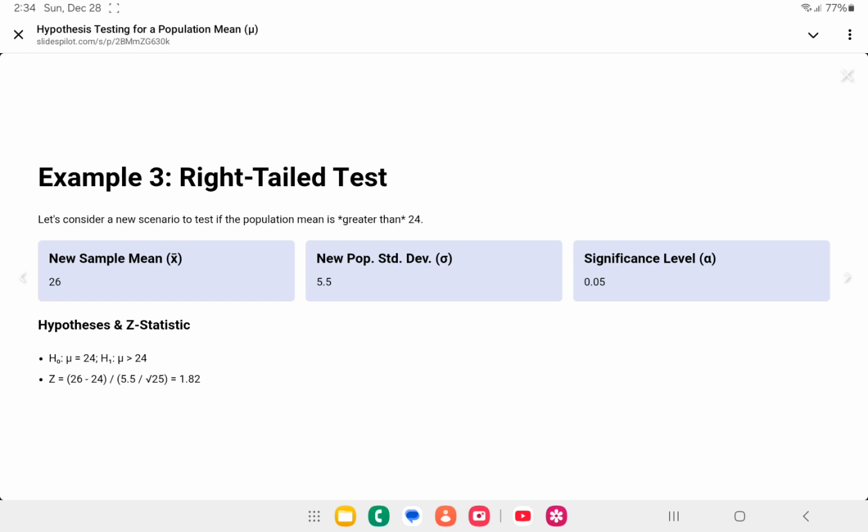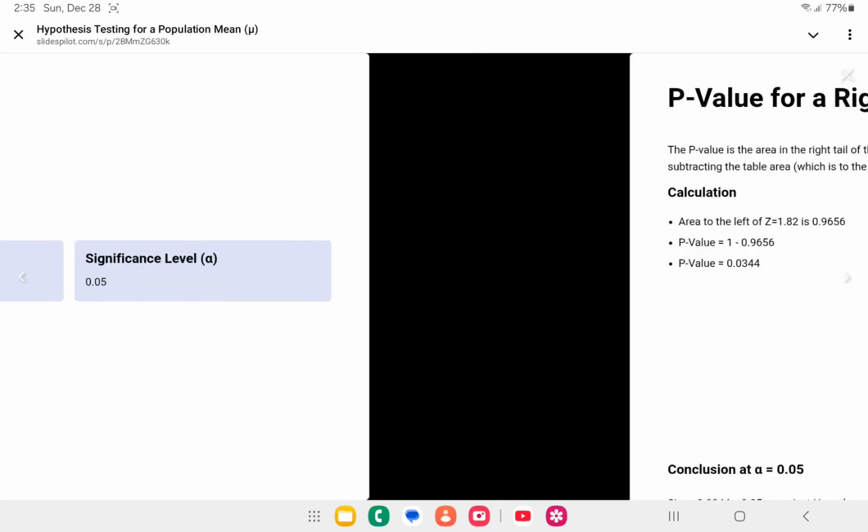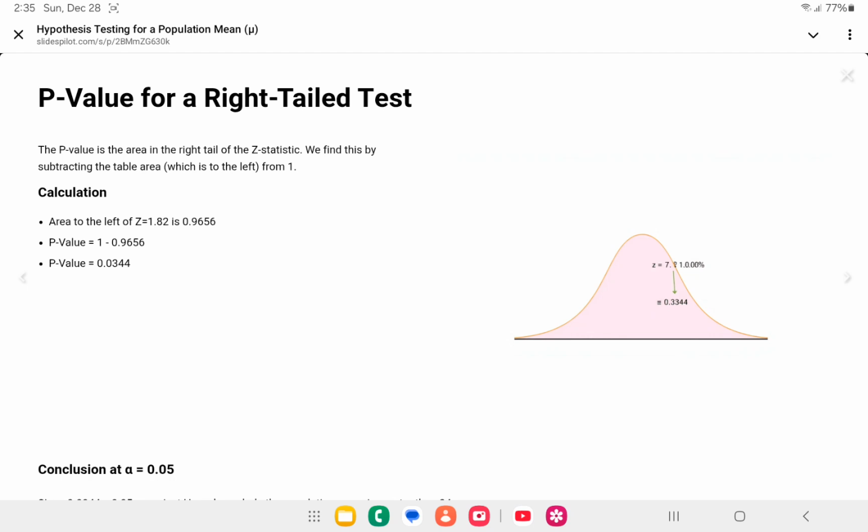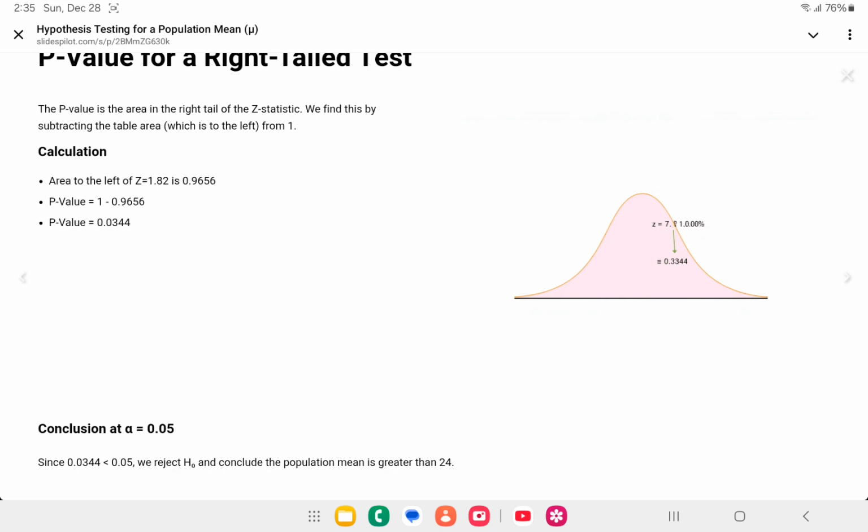This requires the alternative hypothesis to be mu greater than 24. The test statistic will be 1.82, and the p-value will be the area in the right tail of z equals 1.82. Looking that up in the z table or software, we find that the less than area is 0.9656. Subtracting that from 1, we have a right tail area of 0.0344, which is the p-value for this test. Since this p-value is less than our significance level alpha of 0.05, we will reject the null hypothesis. And we have enough evidence to conclude that the population mean is greater than 24 at the 5% significance level.